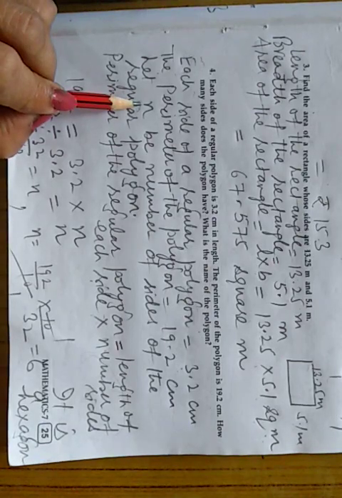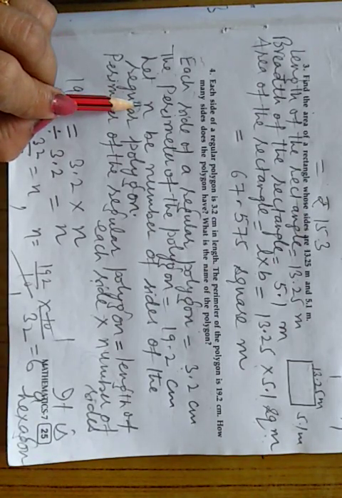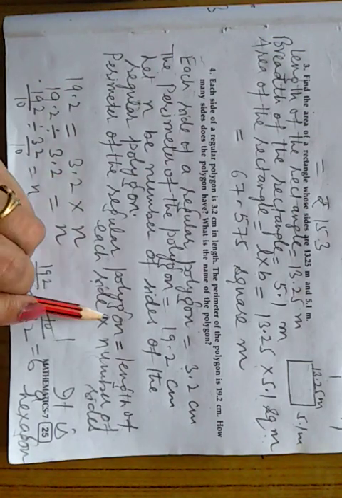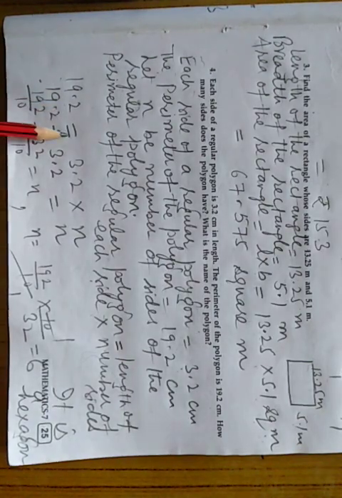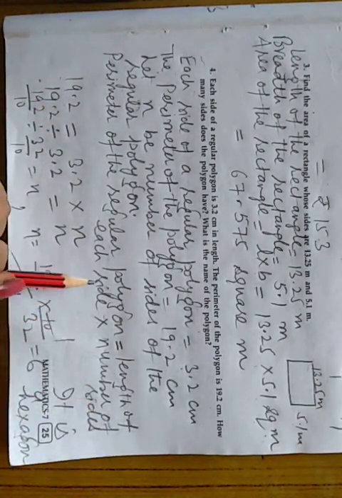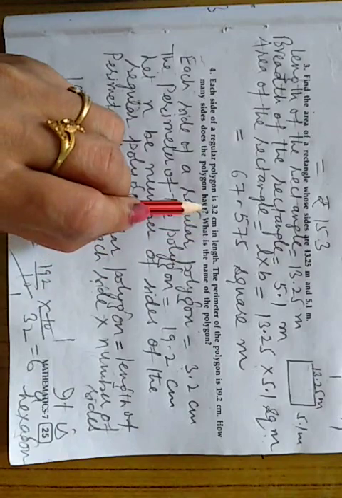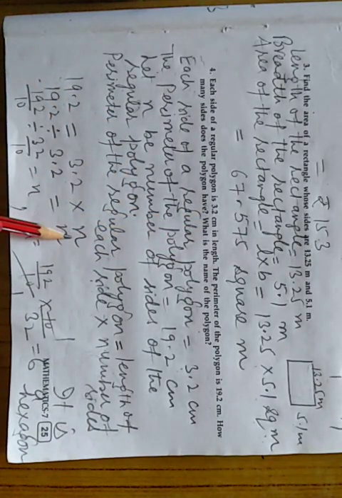What have we taken it as? n. So the perimeter of the regular polygon, which we have written here as 19.2, is equal to the length of each side, 3.2 centimeter, written here, into the number of sides. We don't know how many sides there are of the regular polygon. Let it be n.